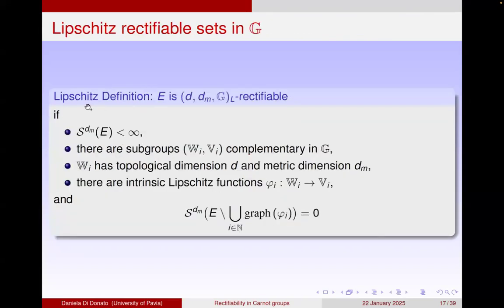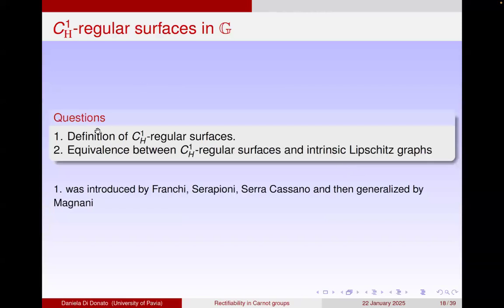Now we present the Lipschitz version of the definition of rectifiability. E is (d, d_m)-Lipschitz rectifiable if it is possible to cover it with a countable union of intrinsic Lipschitz functions phi_i from W_i to V_i, where W_i and V_i are two complementary subgroups in G, and W_i has topological dimension equal to d and metric dimension equal to d_m. Now I present the second definition, the C1H regular surface. This definition was introduced by Franchi, Serapioni, and Serra Cassano and then generalized by Magnani. Then I present the equivalence between the two definitions, the intrinsic Lipschitz one and the C1 version.